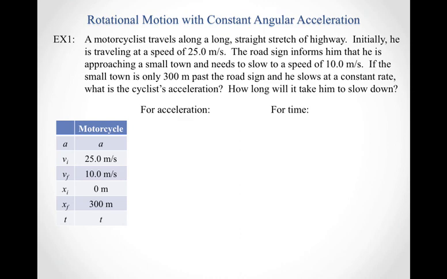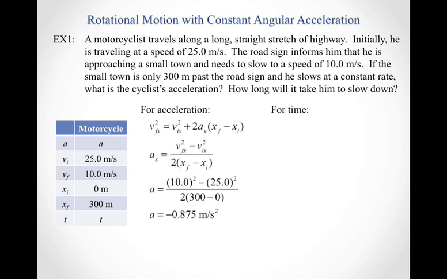I know I have a non-zero constant acceleration. I don't know time, so let me see if I can get away without knowing time. So I'll start with my v squared equation. I solve that for the acceleration, plug in my values, and I get negative 0.875 meters per second squared. Sure enough, that negative sign makes me feel pretty good about this because I knew I needed a negative answer.